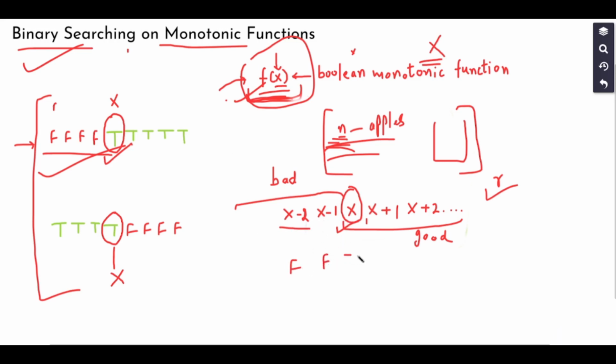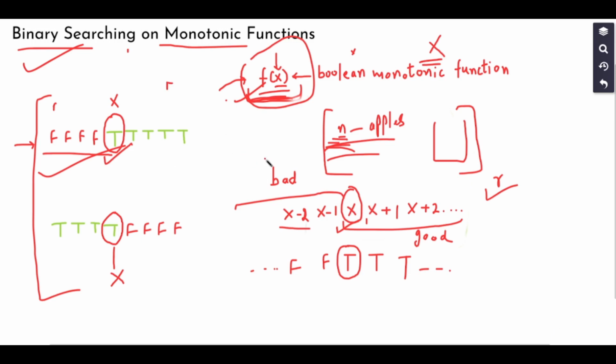True for this. We have true for this x. We have output true for this x plus 1. We have output true for this x plus 2, and so on. And now I want to find the x for which we get true the first time. The problem reduces to the same structure which I explained initially.